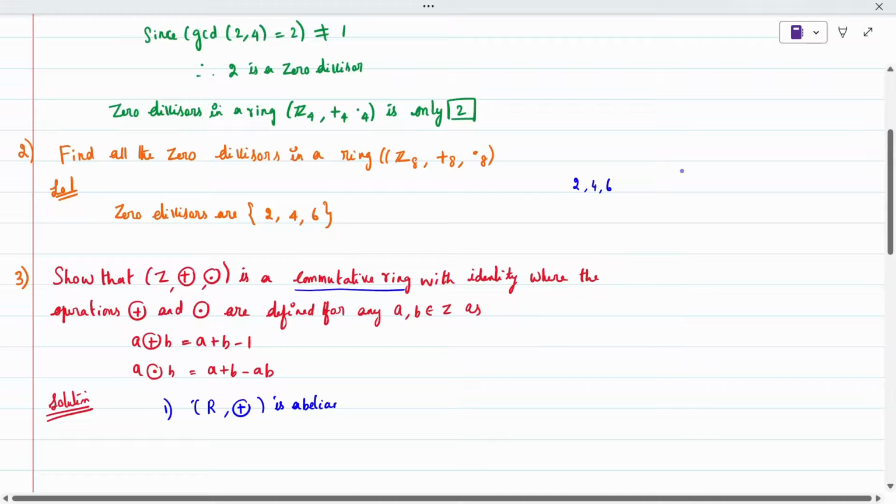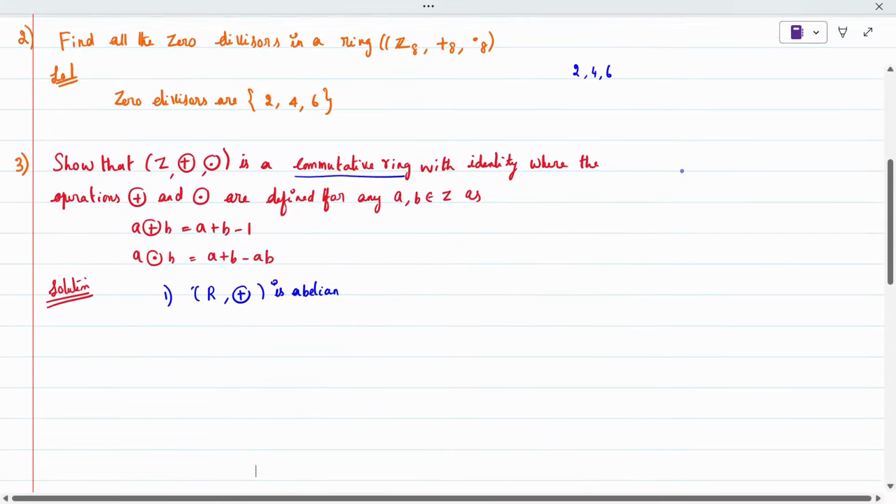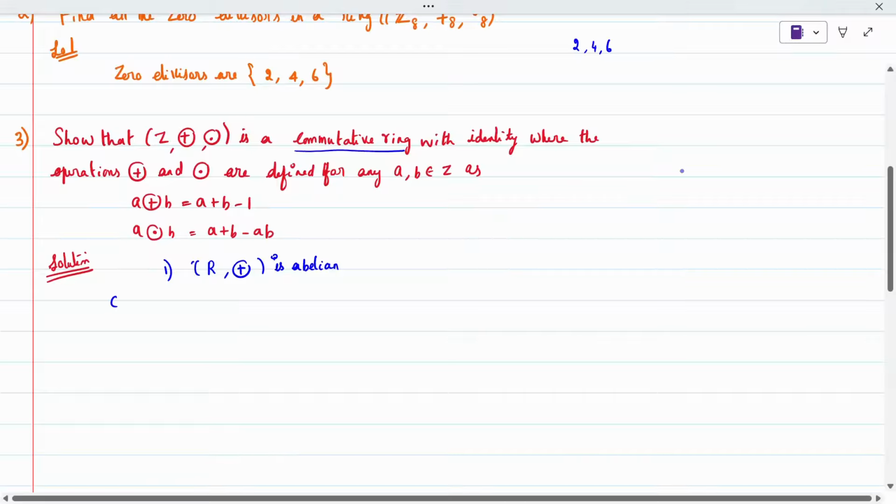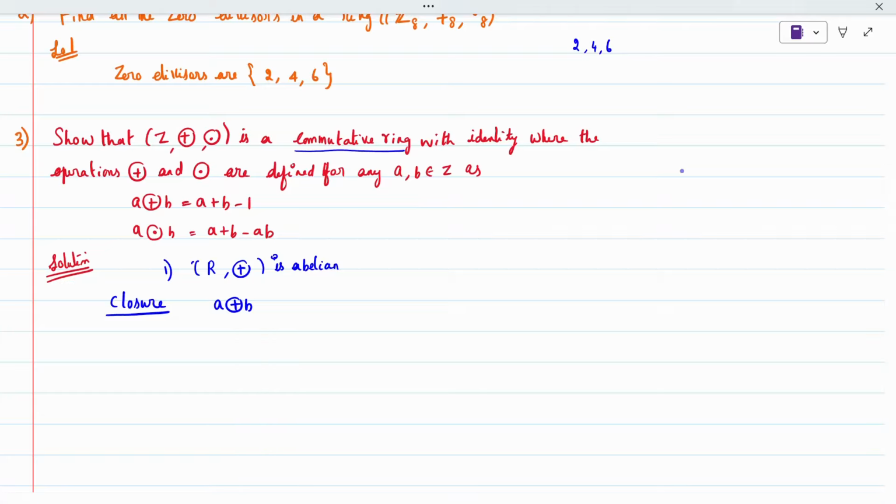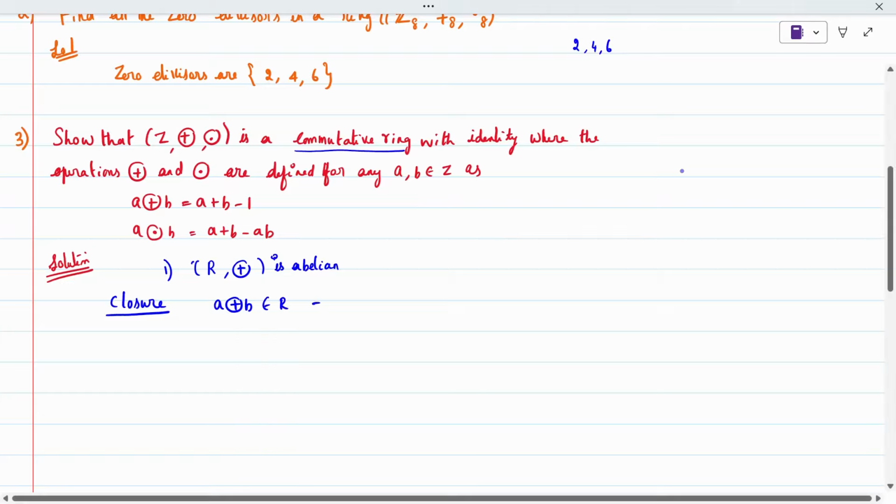So abelian means all the 5 conditions. One by one we have to prove it. What are all the 5 conditions? Using the definition of the plus operation. First, closure property. Everyone knows that closure property is automatically satisfied, because it is given that A plus B belongs to the ring. So the plus operation is A plus B minus 1, and it also belongs to the ring. Closure property is satisfied.